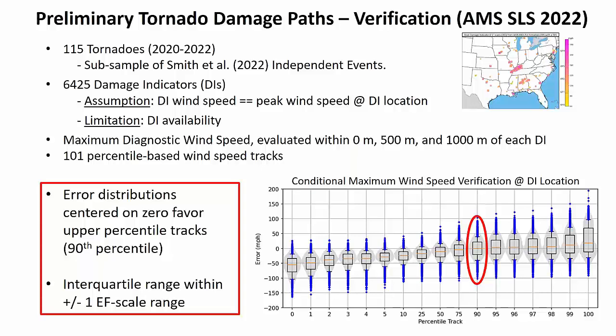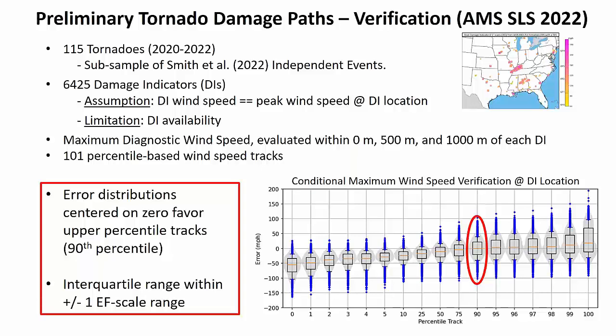And I created 101 percentile based tracks, just extracting consistent percentile wind speeds based on the VROT, STP, and population combinations. The plot in the lower right shows the error distributions that result from this.